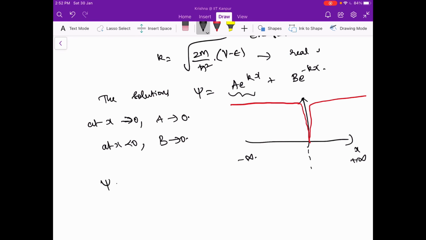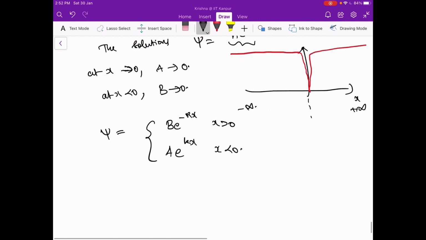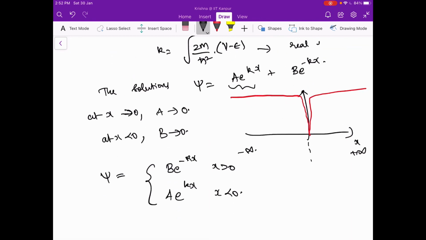So psi can be written as B e power minus kx for x greater than 0 and A e power kx for x less than 0, right? So basically the wave function for this particular problem seems to be like this. It drops down exponentially from some value.